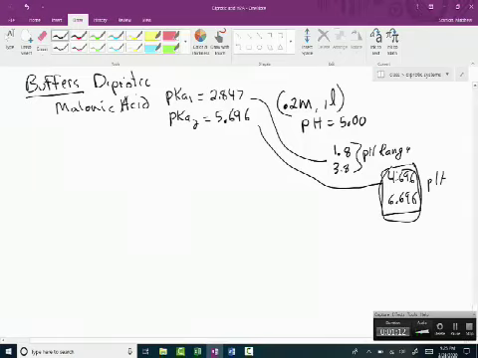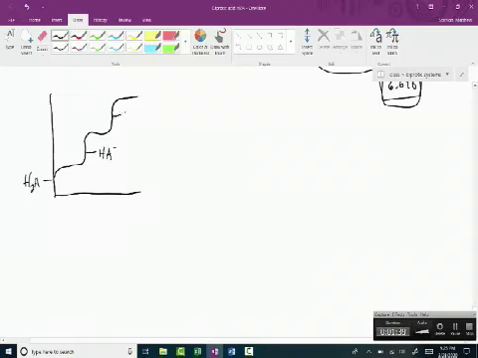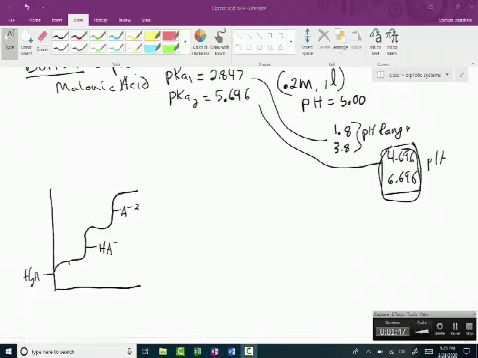Okay. The first thing I tell people to do is to sketch out a titration curve. I'm going to scoot up because I'm going to need some room. It doesn't have to be accurate. I just want something that I can label. Now, if this is a titration of H2A, this would be H2A, this would be HA minus, and this would be A minus 2.